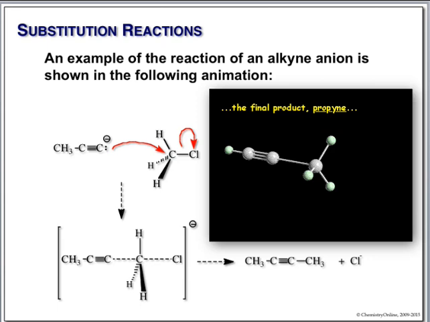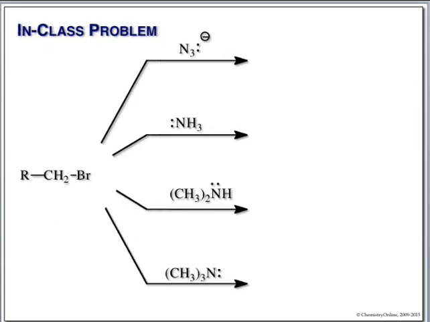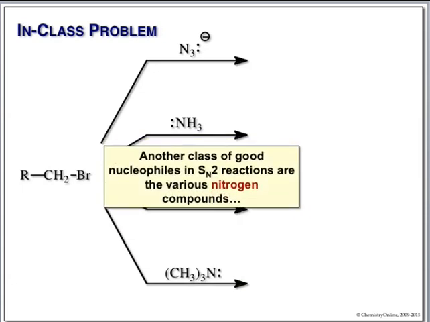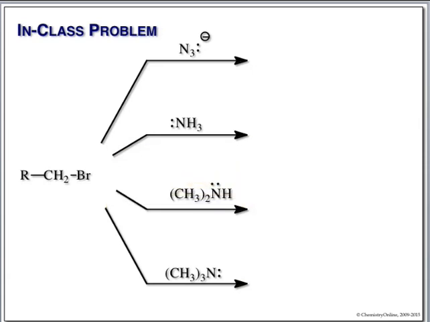In addition to oxyanions and halogens and this, we can also do substitution reactions very successfully using nitrogen nucleophiles. This is azide anion, and these will be various amines, starting with ammonia itself. Go ahead and take this and just jot down the products that you would get from these reactions.